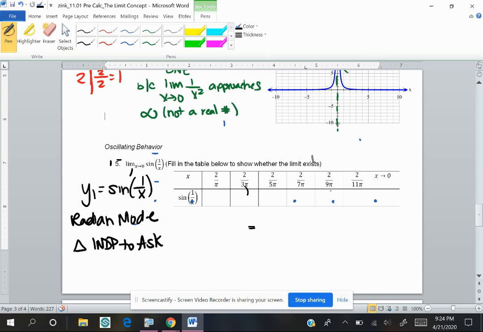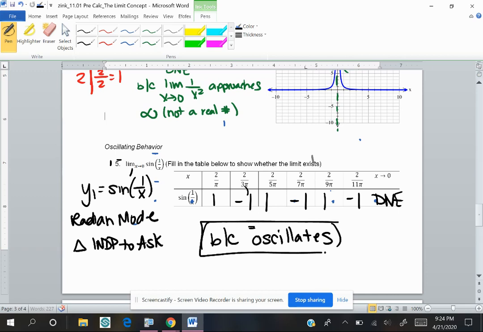In your table, we got 2 over pi is 1, 2 over 3 pi is -1, 2 over 5 pi is 1, -1, 1. Then that one should have been -1. So this one is just going back and forth between 1 and -1. So as x approaches 0, that limit does not exist. And the reason for that one would be because it oscillates an infinite number of times. So that's why that limit does not exist.